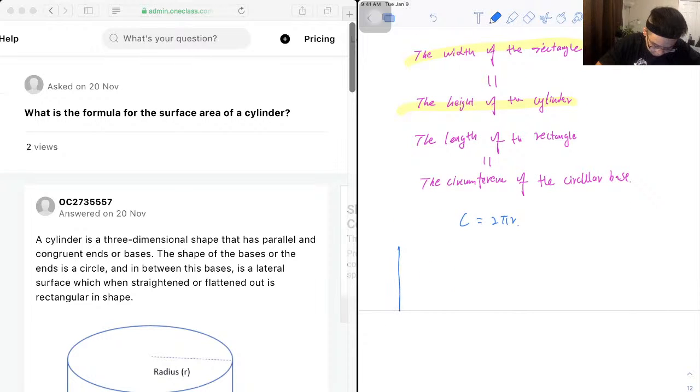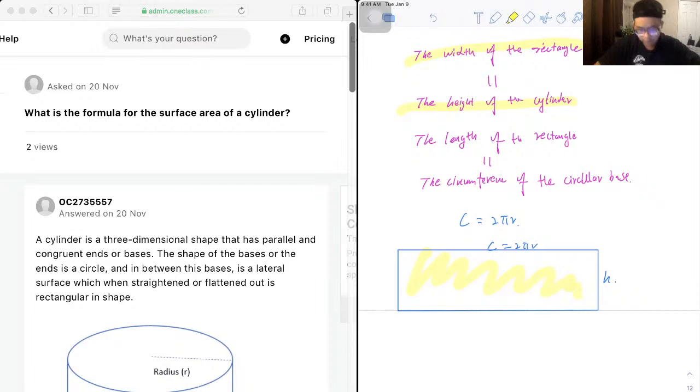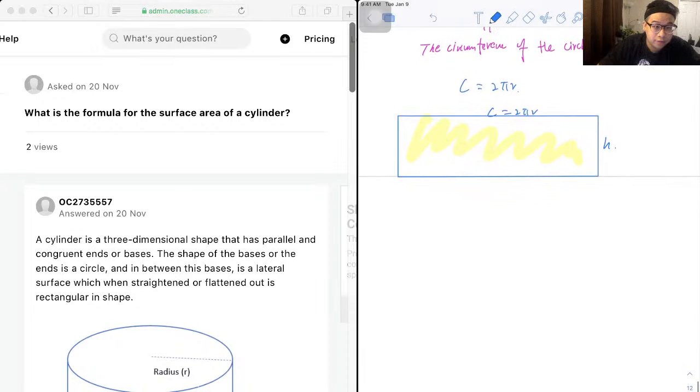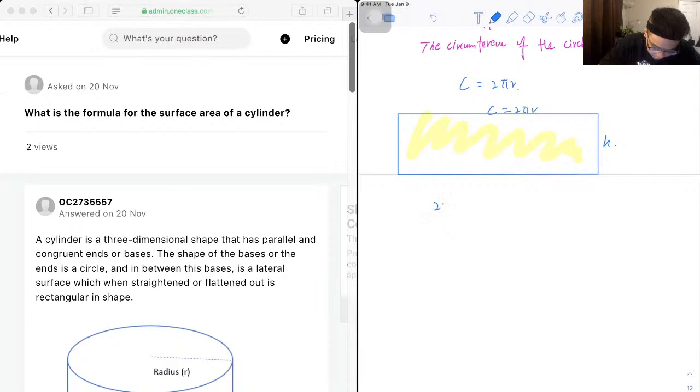So if we want to better visualize this, it's going to look something like this. So that's our C, which is 2 pi r, and that's our height. And that is our rectangle. Okay. So by knowing this, we know the area of the lateral surface is 2 pi r times h. So A lateral is equal to 2 pi r times h.